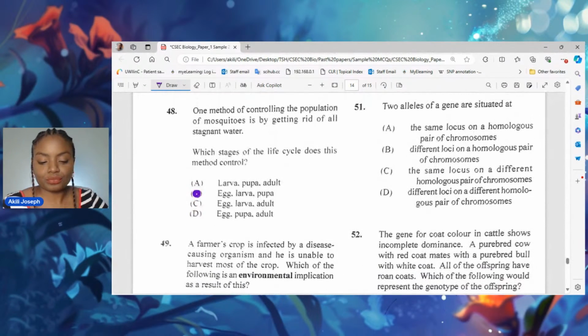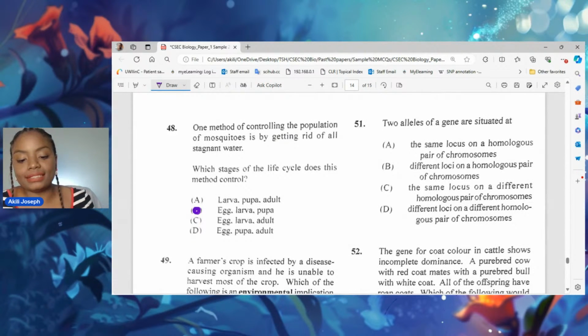51. 2 alleles of a gene are situated at, I'm going to bite the bullet, the same locus on a homologous pair of chromosomes, different loci on a homologous pair of chromosomes, the same locus on a different homologous pair of chromosomes, or different loci on a different homologous pair of chromosomes. So we're stuck between A and C, like it was a pattern, A, C in the chat, right?